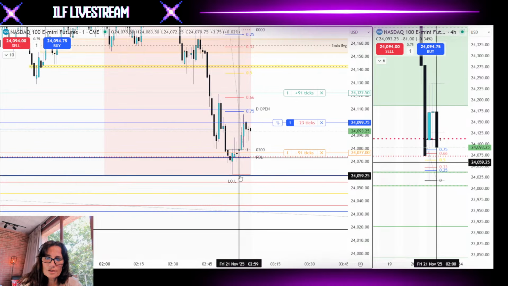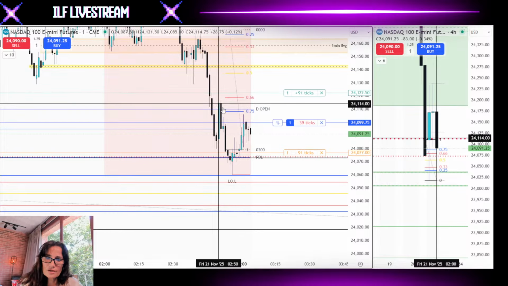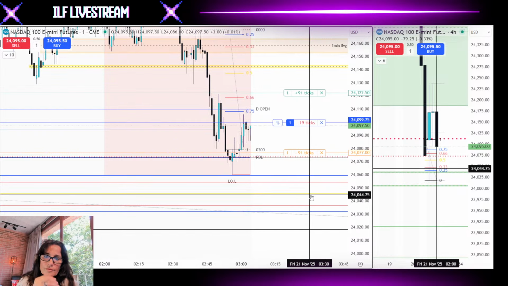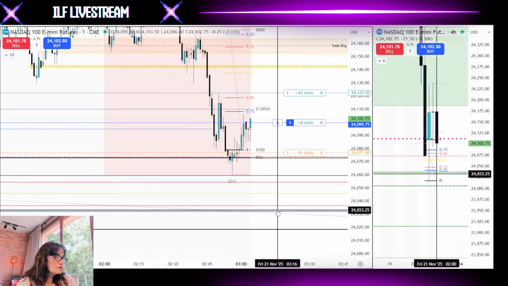So this is the turtle. This will be the turtle soup. This is your inversion, your breaker. Just going for this liquidity here for these two equals. That's it.